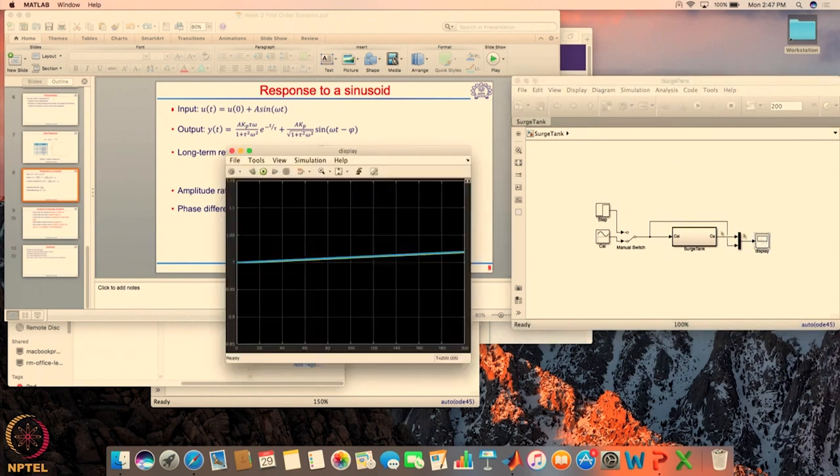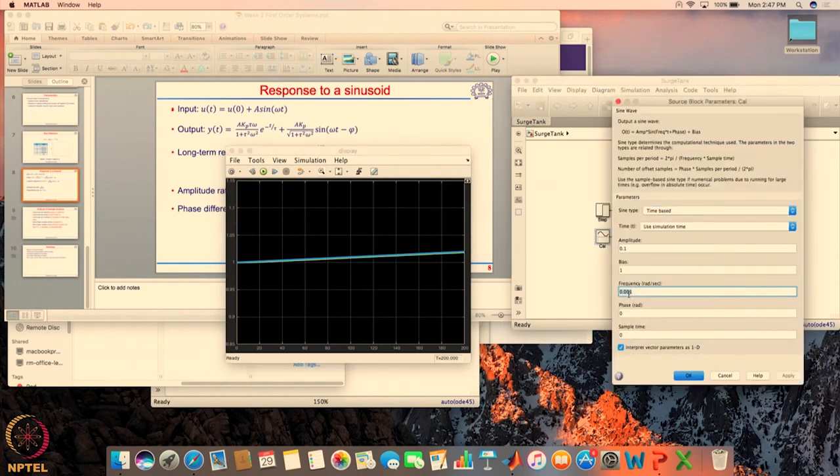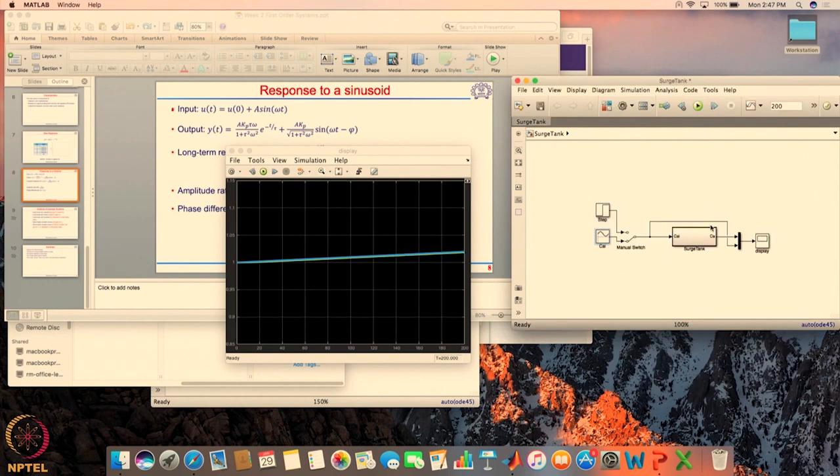What we will see is there are in fact two lines. So the input and output are matching. What you feed in as the input, the same thing you are getting as the output. Now as you start increasing the frequency of oscillation, we start noticing the effect of the response of a sinusoid to a first order process. You see there is a difference between what is input and what is output.